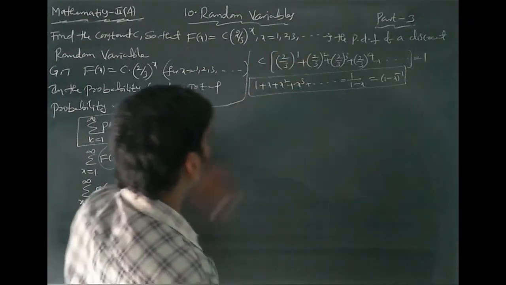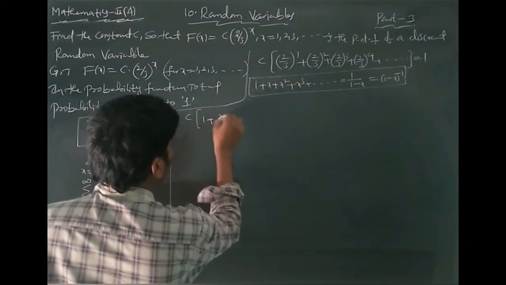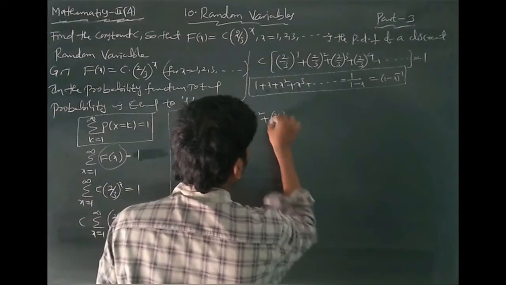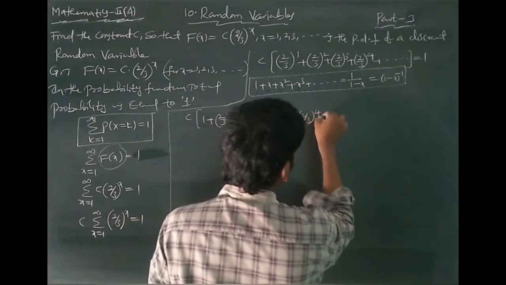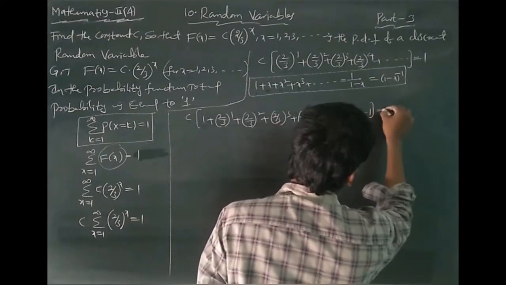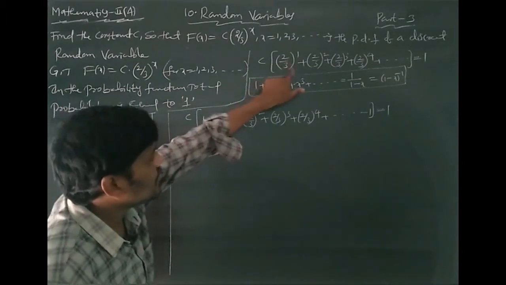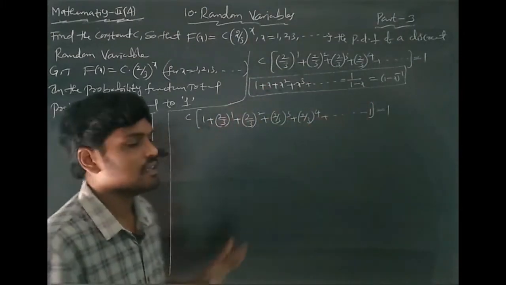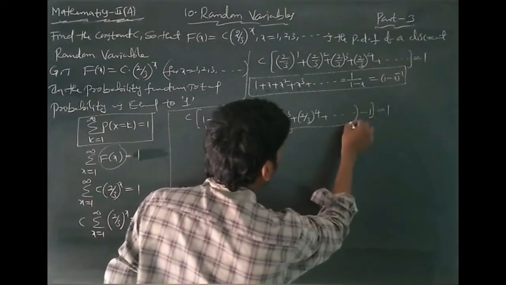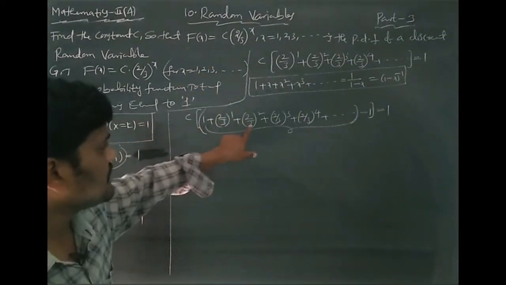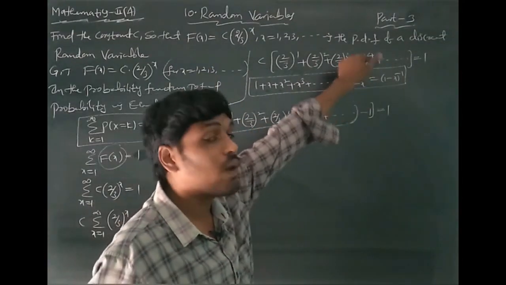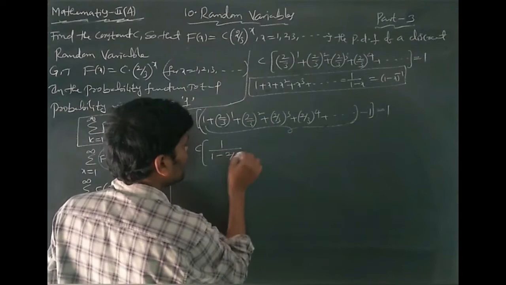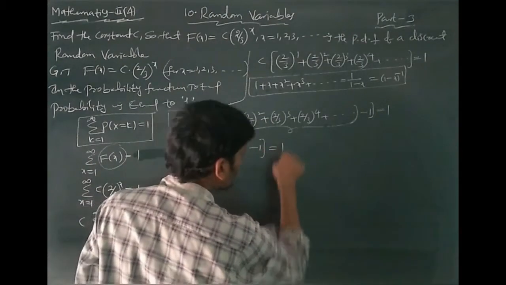That's why this can be written as c into [1 plus 2/3 plus (2/3)^2 plus (2/3)^3 plus (2/3)^4 and so on] minus 1 is equal to 1. Understand? Here in this equation, we are adding 1 and subtracting 1. What is the value of the bracket? 1 plus x plus x square plus x cube and so on equals 1 by 1 minus x. That's why you can write c into [1 by (1 minus x)], what is the value of x? x value is 2/3, minus 1 is equal to 1.